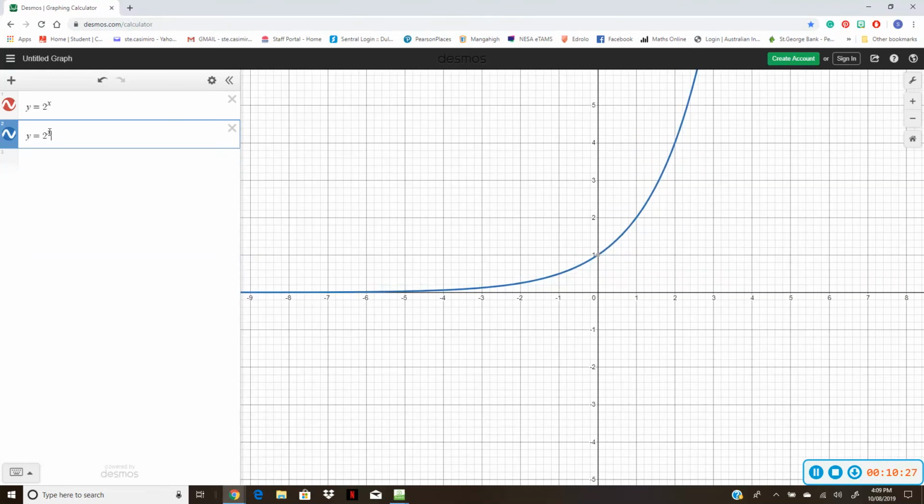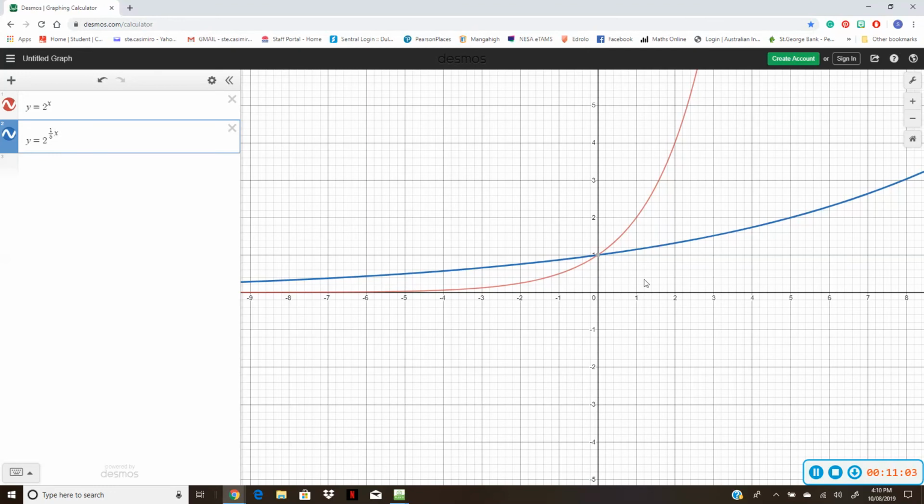If I place a value in front of the x, let's say 5, this was my original curve, and this is my change. The graph gets narrower, or the rate of change increases. If I have it over a fraction, it gets flatter, so the rate of change slows down.